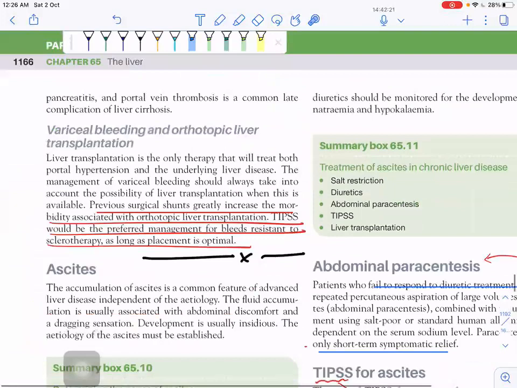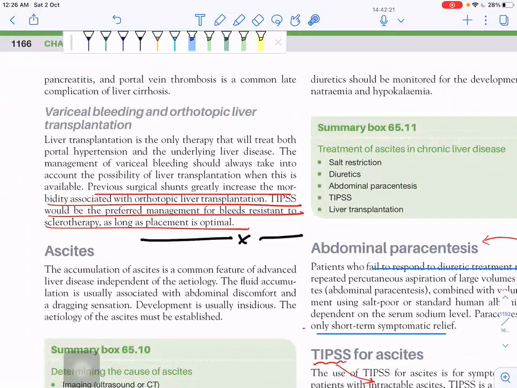Then you come to variceal bleeding and orthotopic liver transplantation. Previous surgical shunt greatly increases the morbidity associated with orthotopic liver transplantation. So TIPS would be the preferred management for bleeds resistant to sclerotherapy, as long as placement is optimal.